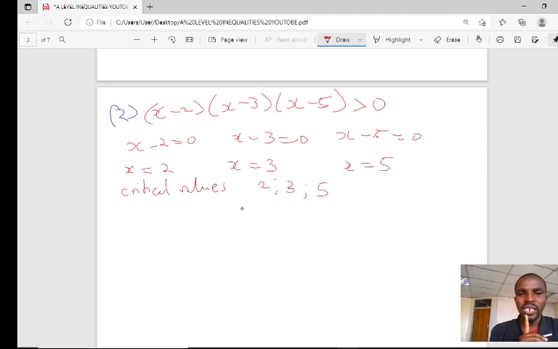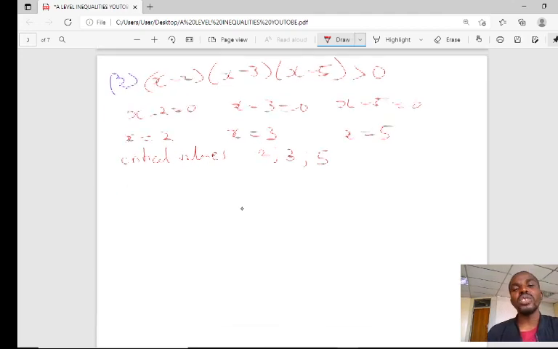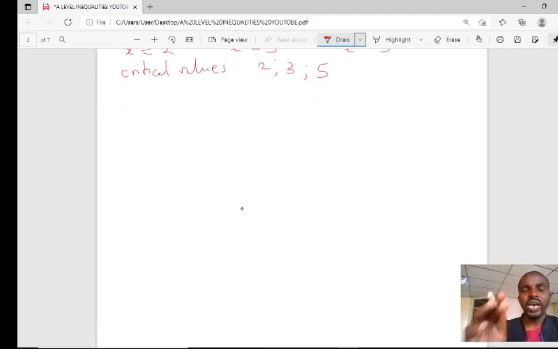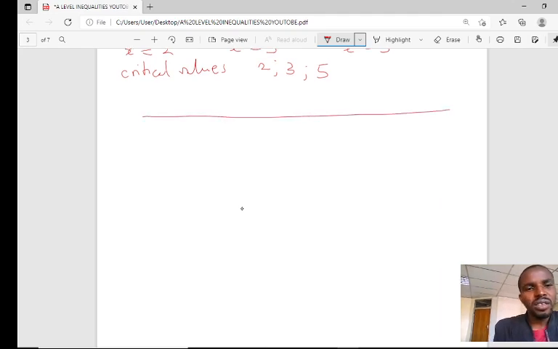So this one is actually a cubic function. It's not a quadratic equation. So you don't have to use the graph, but instead we can use a table. Okay, let me draw the table here. The table will be like this. So it's the table of signs.